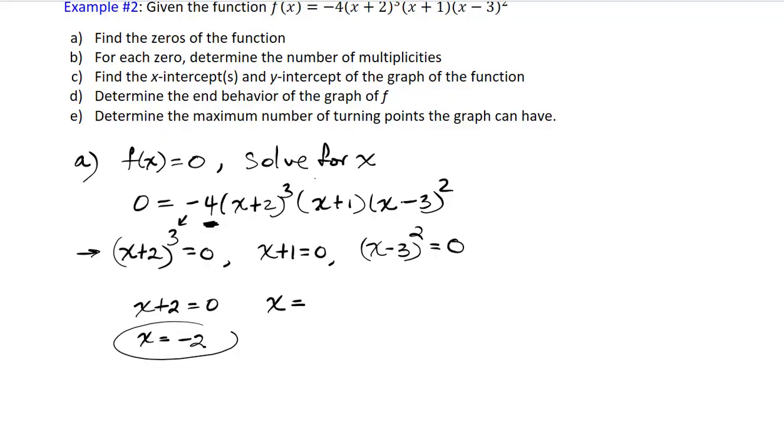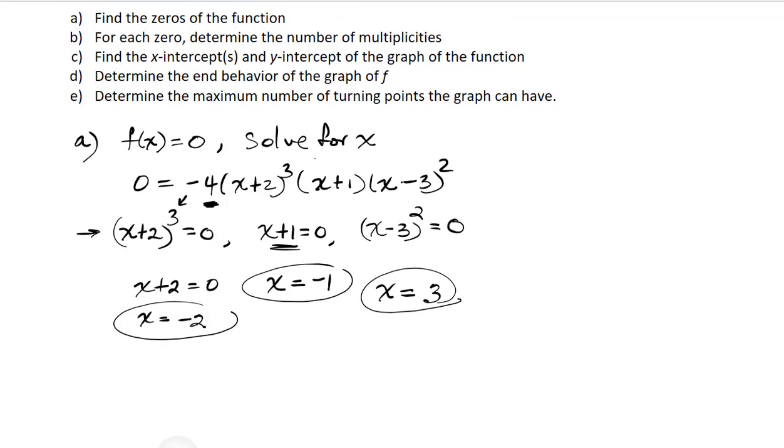Moving on to the next factor, setting the second factor to 0 and solving, we get a value of -1. And then lastly, setting the third factor to 0, we're going to square root both sides. Since taking the positive and negative square root of 0, we obtain the value 0, and therefore x minus 3 is 0, giving us a value of +3. So that's for part A.